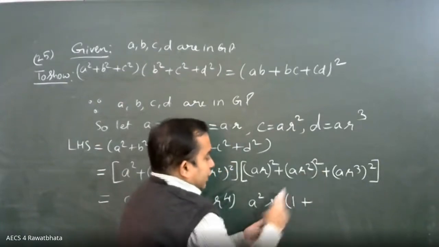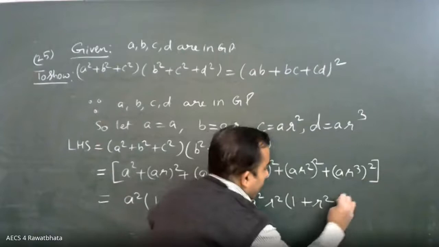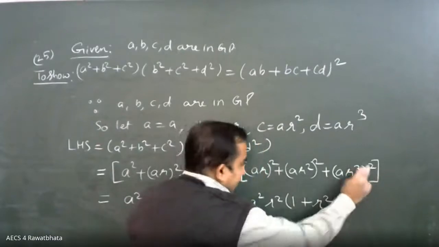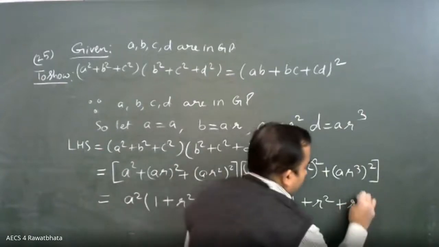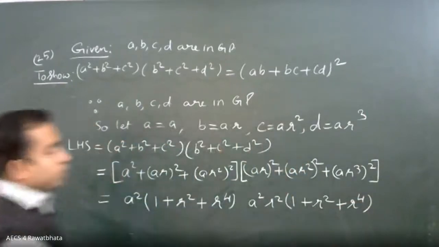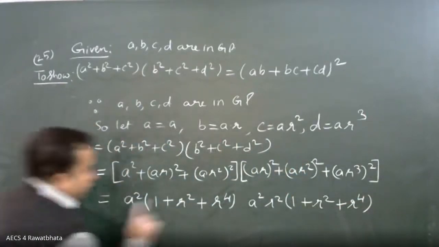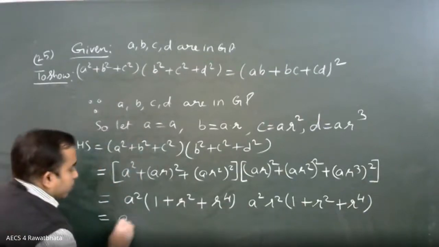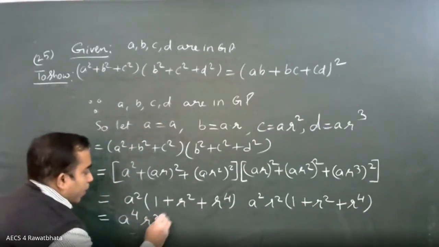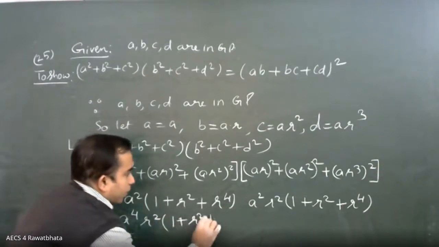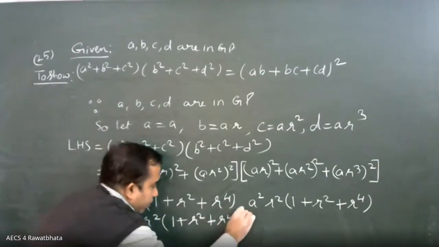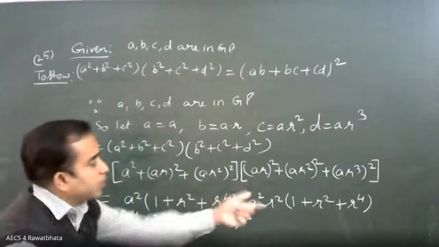R to power 4, basically R square out, so R square will remain. Plus this is 3 into 2, 6. R raised to power 6, R square out, so R raised to power 4 will remain. Right? We can mix these two. So this becomes A raised to power 4 R square into these two brackets, which are the same thing. So 1 plus R square plus R to power 4 whole square it will become, because these two brackets are exactly the same.